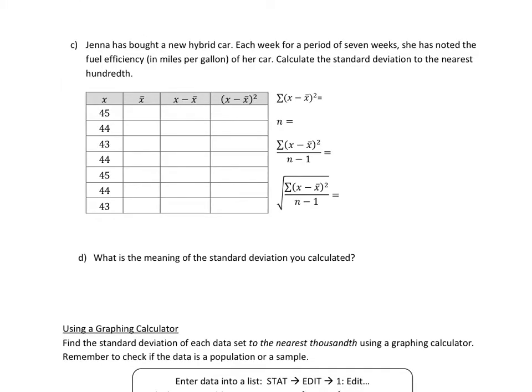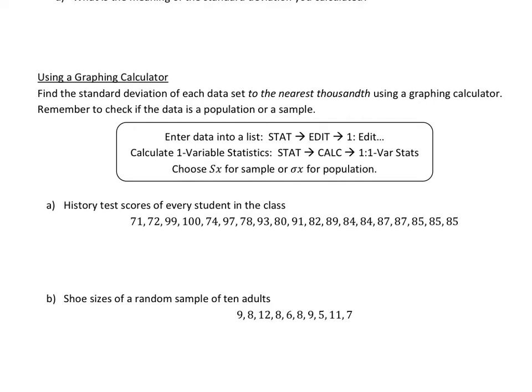Again, I want you to do letter C the same way I did A on the previous page, and also letter D. We can also find standard deviation using your graphing calculators. So when we do this, I want you to round to the nearest thousandth. And remember, we want to know if it's a population or a sample. So in this box, which I'll describe in a moment, we're going to find the standard deviation.